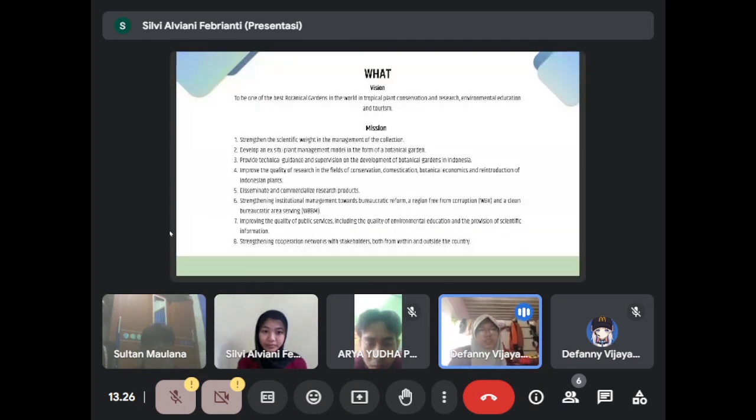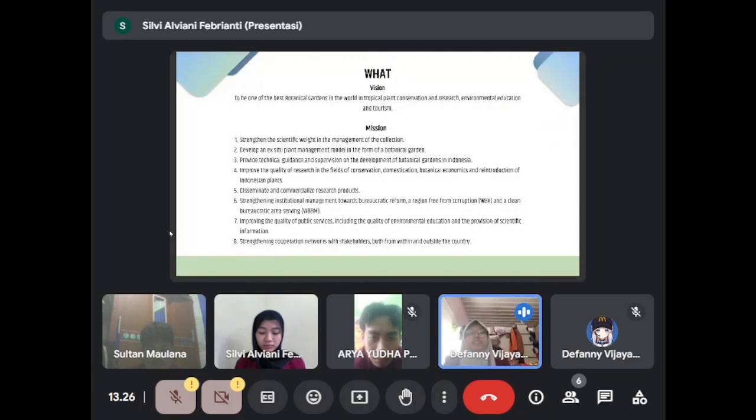There is also the vision to be one of the best botanical gardens in the world in tropical plant conservation and research, environmental education, and tourism. They also have the mission to strengthen the scientific base in the management of the collection, develop an ex-situ plant management model in the form of botanical gardens, provide technical guidance and supervision on the development of botanical gardens in Indonesia, improve the quality of research in the field of conservation, domestication, botanical economics, and the introduction of Indonesian plants, disseminate and commercialize its research for products, and strengthen institutional management towards bureaucratic reform, a region free from corruption, WBK, and a clean bureaucratic area serving, WBBM.